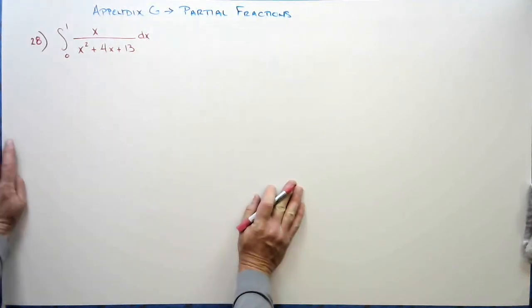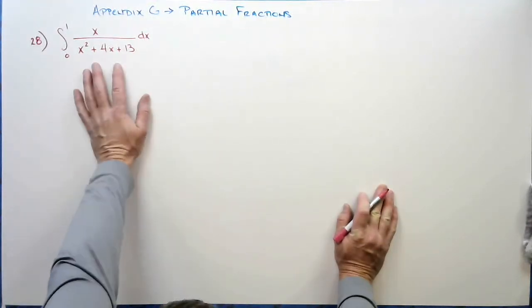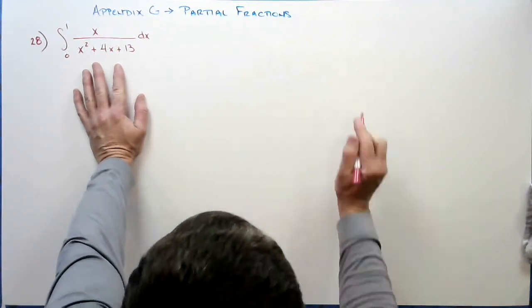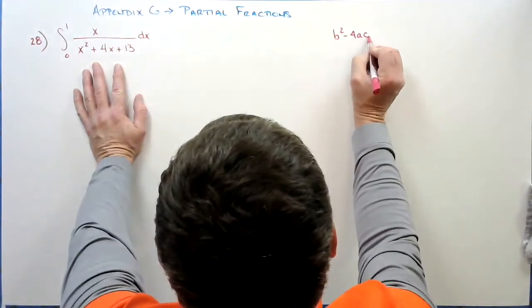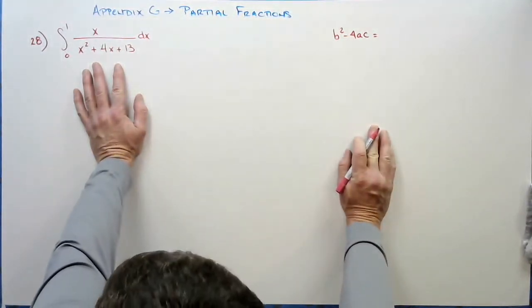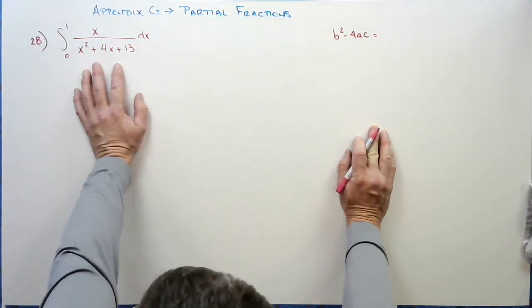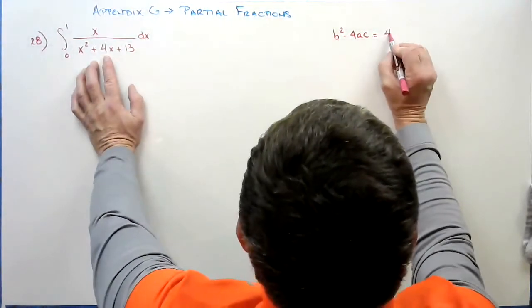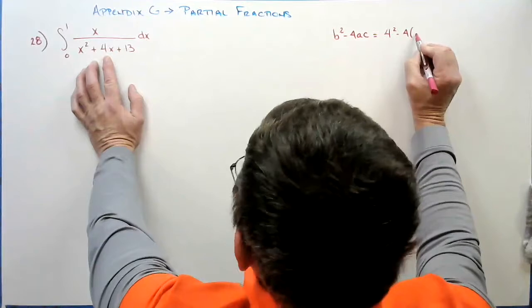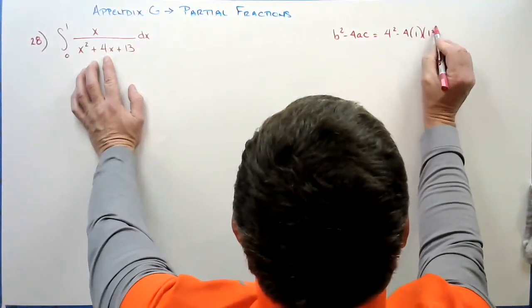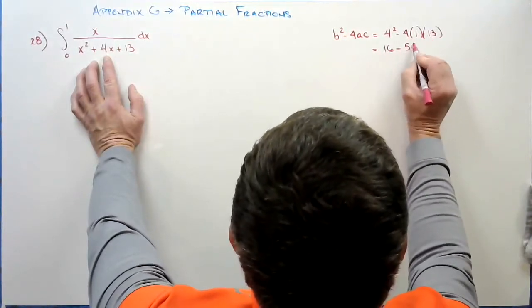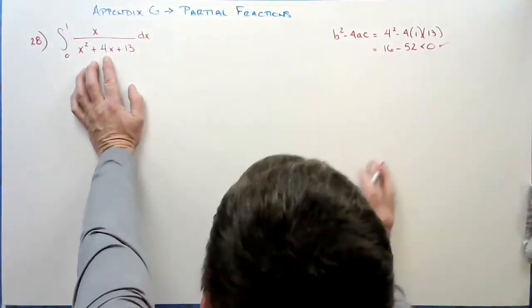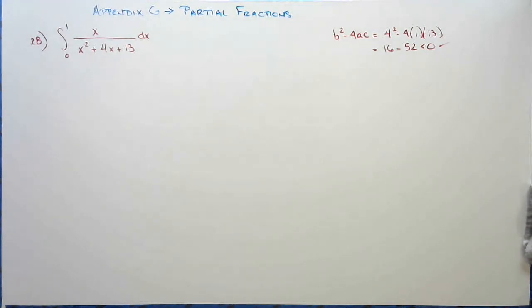Now, x squared plus 4x plus 13 is an irreducible quadratic. Remember, the way we can determine if this is an irreducible quadratic is we can go look at the discriminant, b squared minus 4ac. And if our discriminant is negative, then this is irreducible. And here in this case, we have b is 4, so we have 4 squared minus 4 times a, which is 1, times c, which is 13. 4 squared is 16 minus 4 times 13 is 52. That's less than 0. So this is irreducible. It doesn't repeat. So we're in case 3.